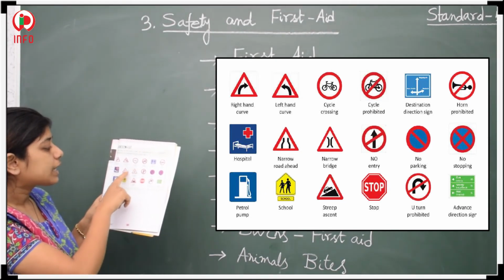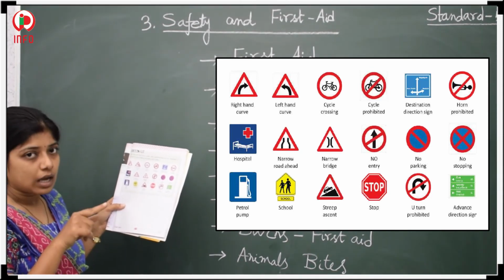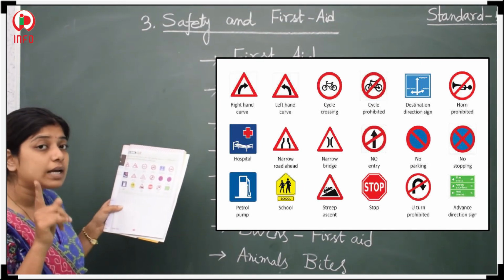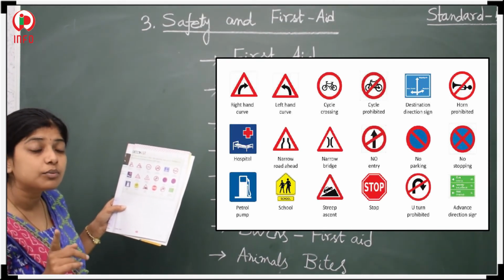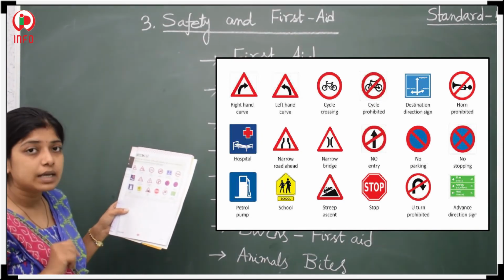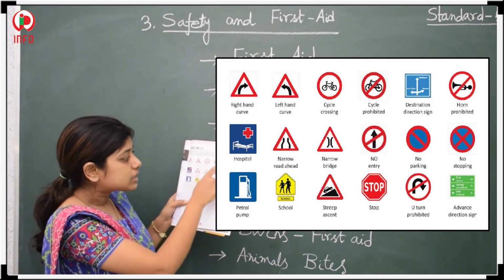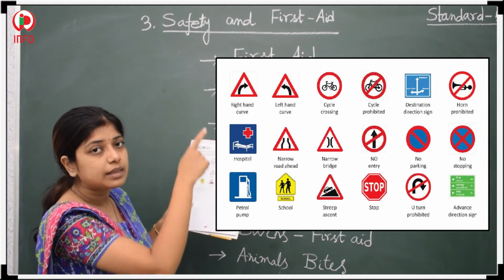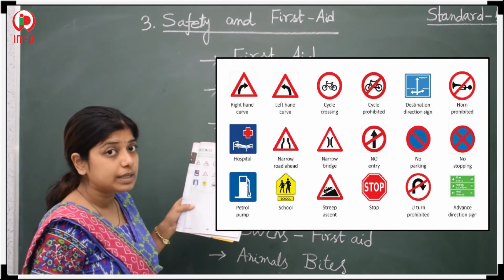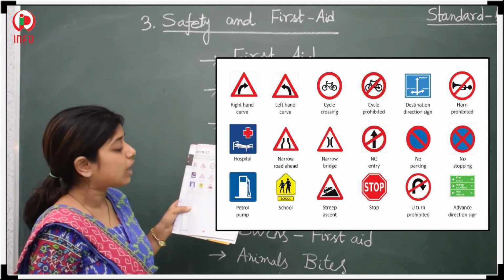Next, the cycle crossing. That means your cycle is allowed there. Cycle crossing, you are able to cross there. Just like the zebra crossing, I have told you that one is a kind of pedestrian crossing. Here that one is a cycle crossing. See here, next, the sign of the cycle is there and it is also crossed. That means cycle prohibited. You can't put the cycle there. Cycle is not allowed there.